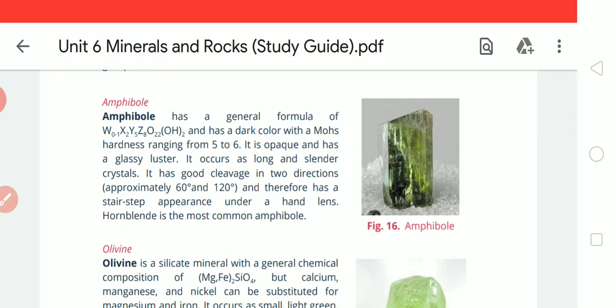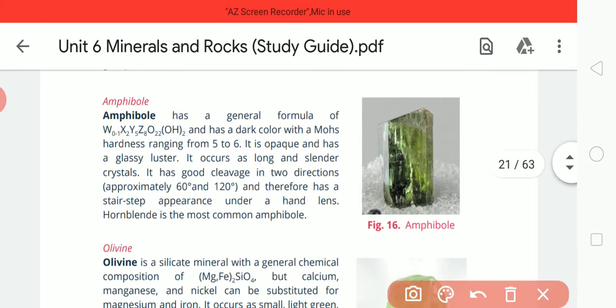So it occurs as long and slender crystals. It has good cleavage in two directions, approximately 60 degrees and 120 degrees, and therefore has a stair-step appearance under a hand lens. Hornblende is the most common amphibole.